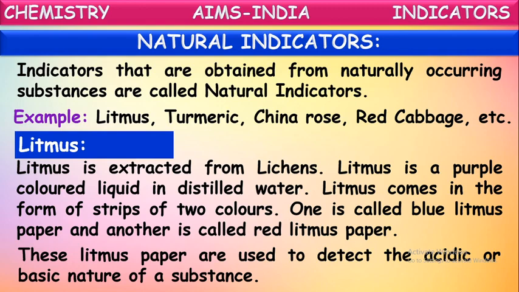Yes, actually this litmus is a purple colored substance which is extracted from lichen. This lichen is taken from fungi and algae. This is actually a purple color liquid. By using this, they prepare some paper strips. These litmus papers are of two colors, blue litmus and red litmus. These litmus papers are used for detecting either acids or bases.